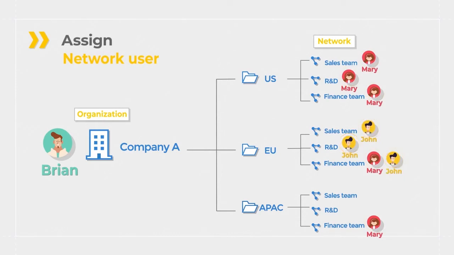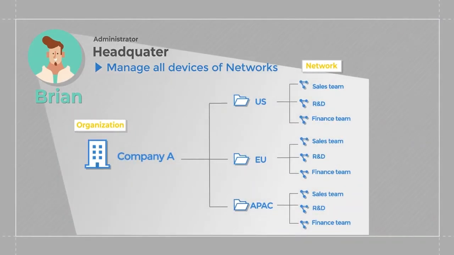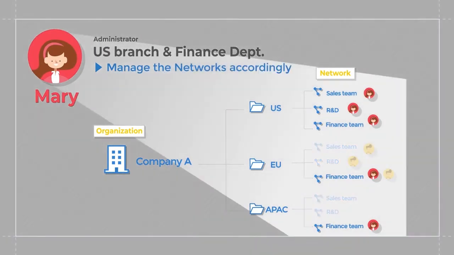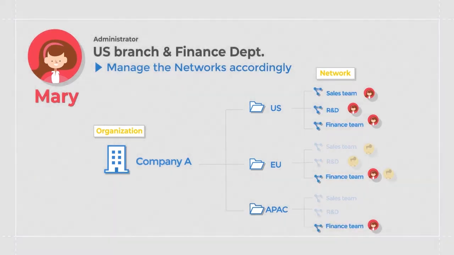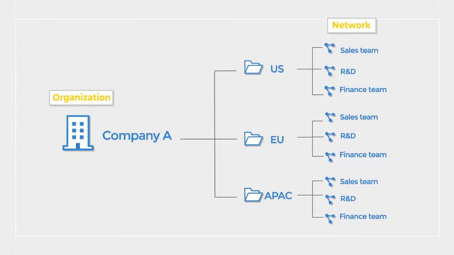for the Europe region. Our first user, Brian, has privileges and can manage any device or network in the organization as needed. Our second user, Mary, has branch-wide access privileges for the USA, but only finance department privileges for every other branch. The last user, John, has network access across all departments, but only for the Europe-based teams under his direct responsibility. EnGenius Cloud offers privilege customization options and many more features.